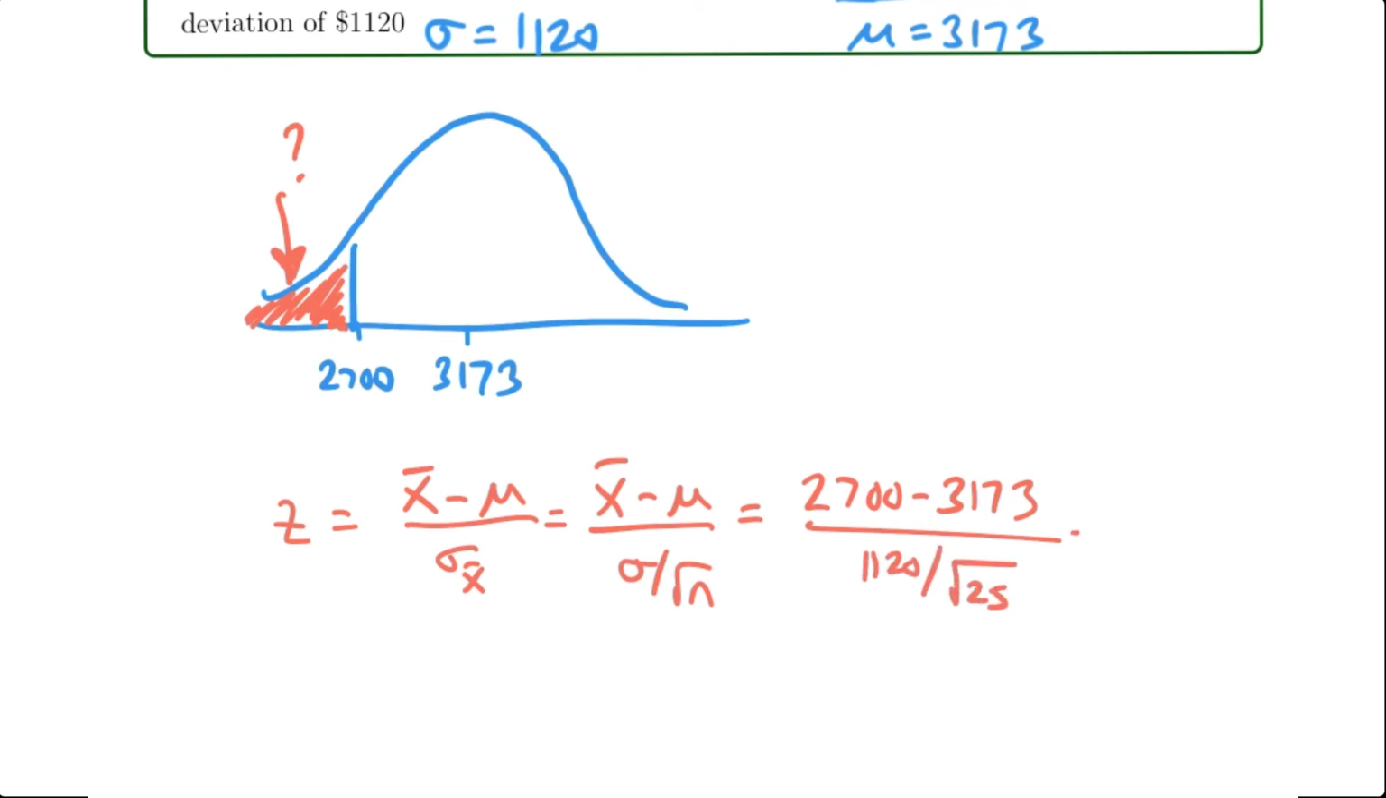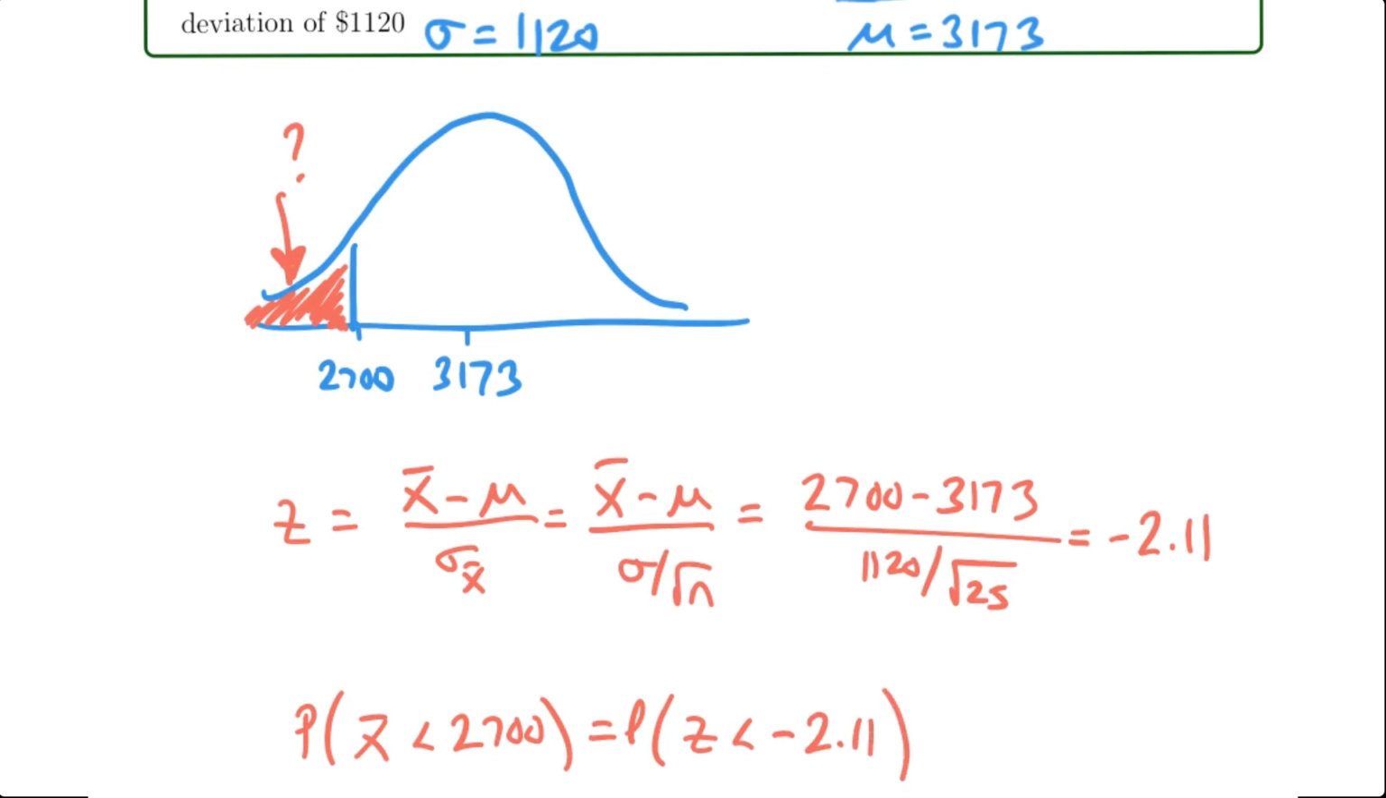Now, be very careful when entering this into the calculator. We get negative 2.11. So the probability that X bar is less than 2,700 is the same as the probability that Z is less than negative 2.11. Now when you look up negative 2.11 in the normal table, we get 0.0174.